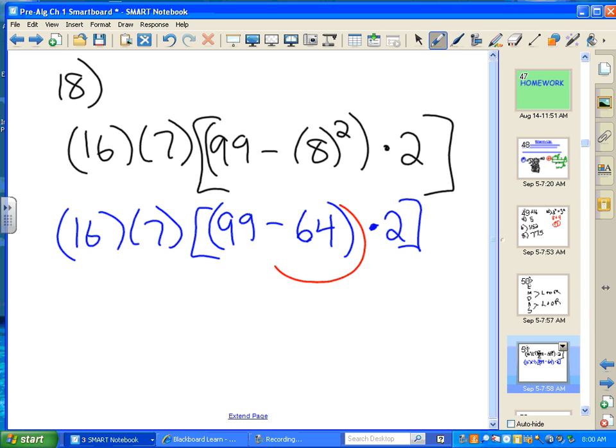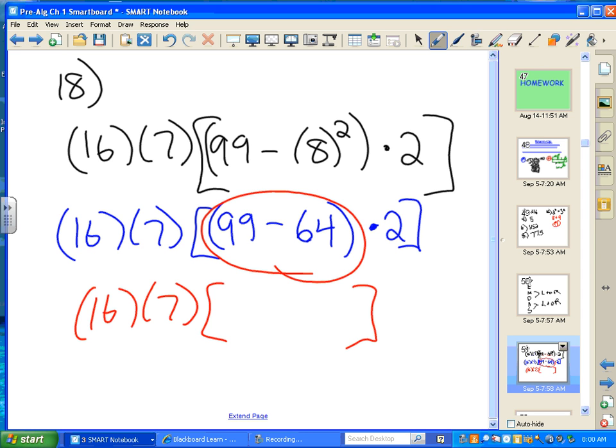Good. Take care of the innermost parentheses. So subtract. I'm going to rewrite the 16 and 7 on the outside. Zach, what is 99 minus 64? Good. So we have 35. I'm going to rewrite the times 2. And remember that times in there, you could use parentheses. Since Zach told us to subtract these numbers, those parentheses are gone. So we just end up with the result, which is 35.